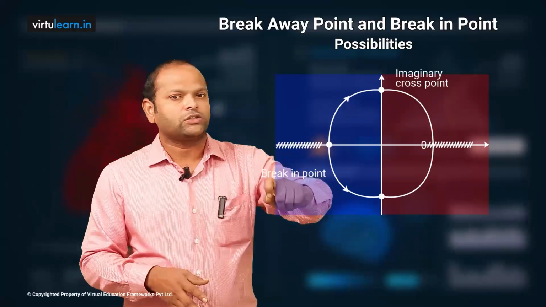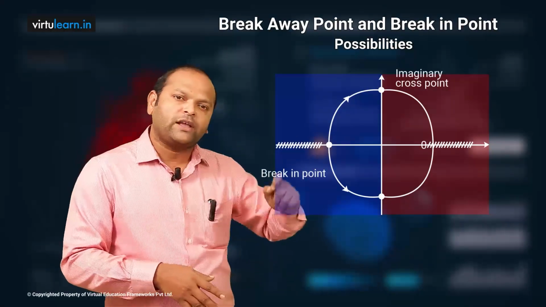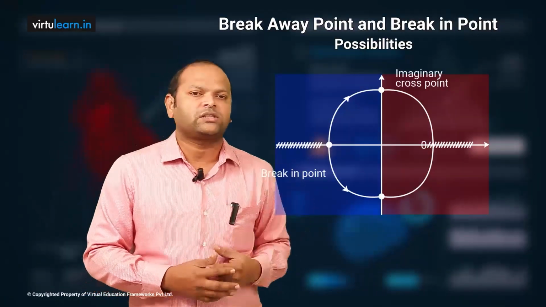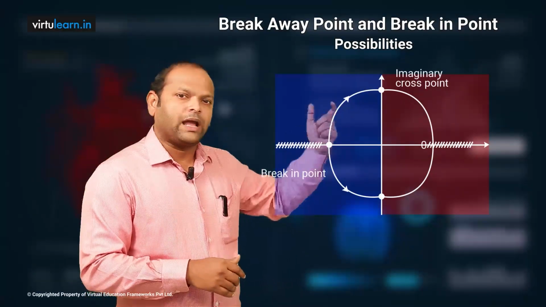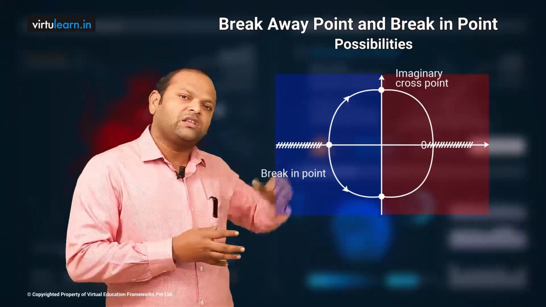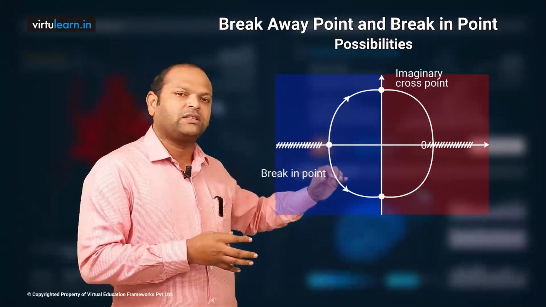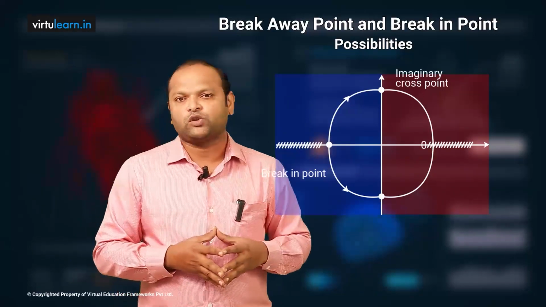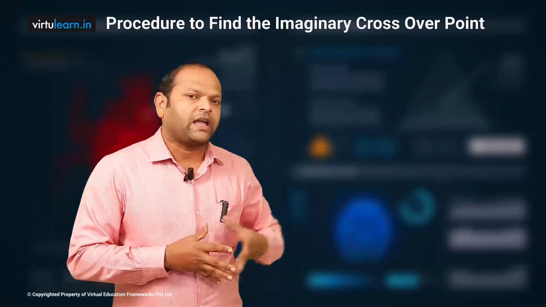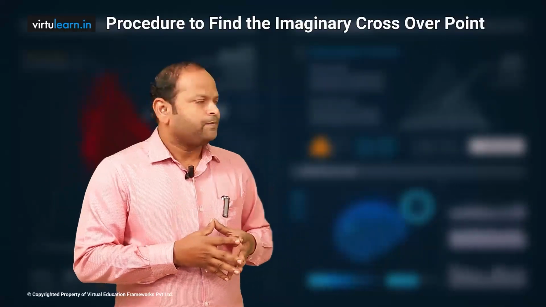So if your asymptote is crossing, and one of the root locus branches should follow the asymptote, therefore your root locus branch will also cross the imaginary axis. So whenever you have a problem, we need to look at these possibilities. If these possibilities are there, then we try to calculate the imaginary crossover point. Otherwise you need not calculate the imaginary crossover point. Let us see what the procedure is to calculate the imaginary crossover point.